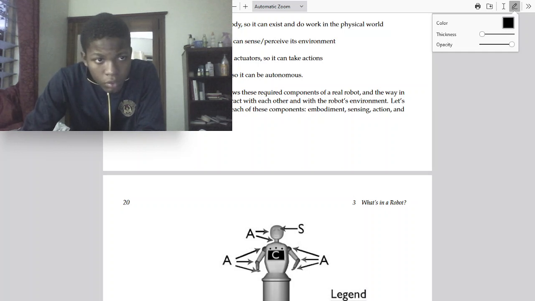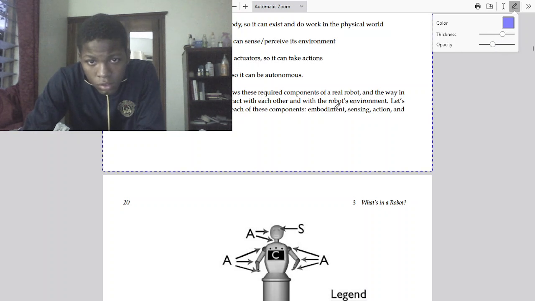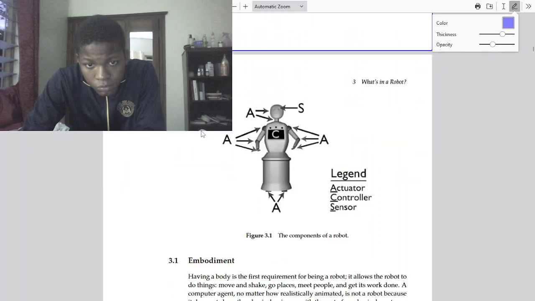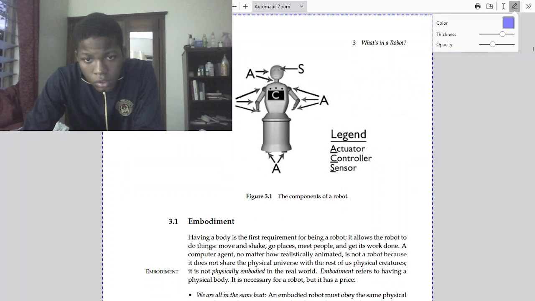Alright, what am I going to use to highlight today? Let me use lavender. So that thick. Embodiment, sensing, action, and autonomy. So an actuator, controller, and a sensor.